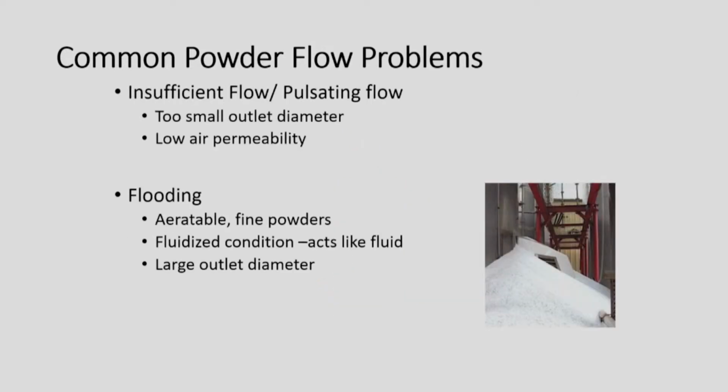The other common flow problems: if the bin outlet diameter is too small, you might get insufficient flow or pulsating flow. Pulsating flow means it flows, then it stops, it flows, it stops, etc. And low air permeability, if the bin is not appropriately designed. So how does air help with flow?